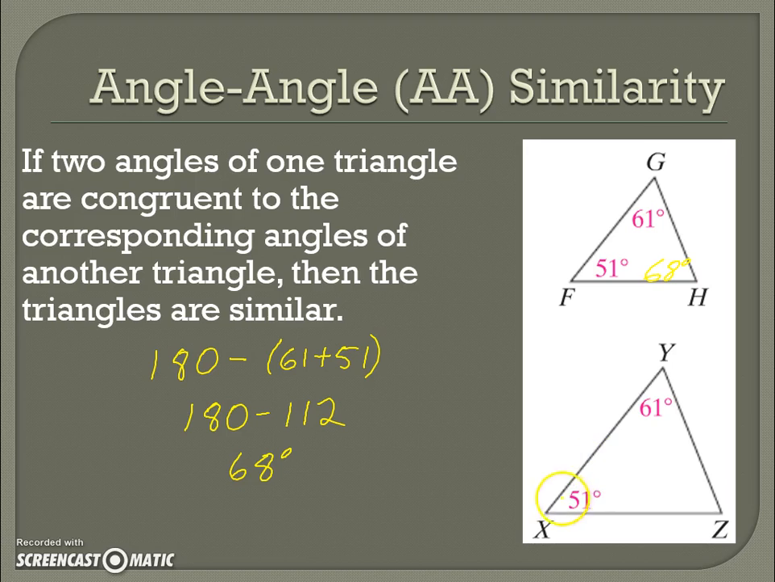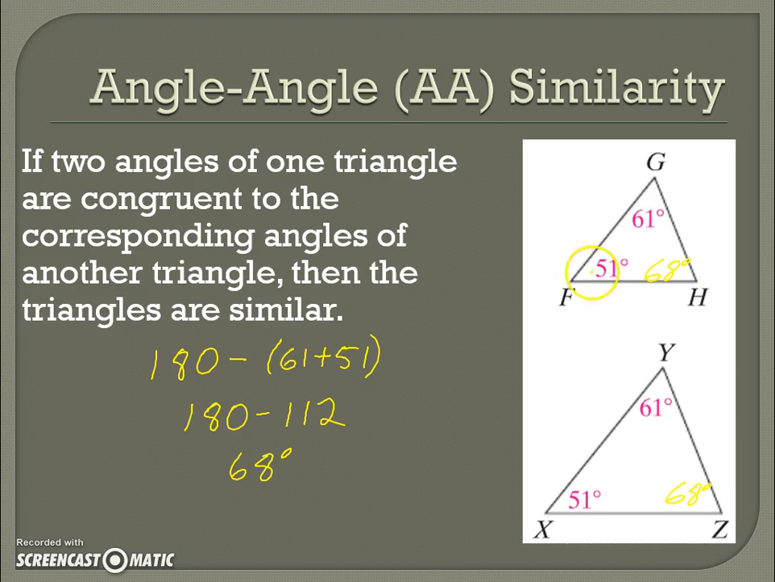This is also 61 and 51. Now you can see that this triangle looks bigger than this one. But I know that if all of these angles are congruent to one another, then those triangles have to be similar. The reason it's only angle-angle, 2 A's instead of 3 A's, is because if I know two of them, the third is automatically congruent. It has to be, because the three angles have to add up to 180.